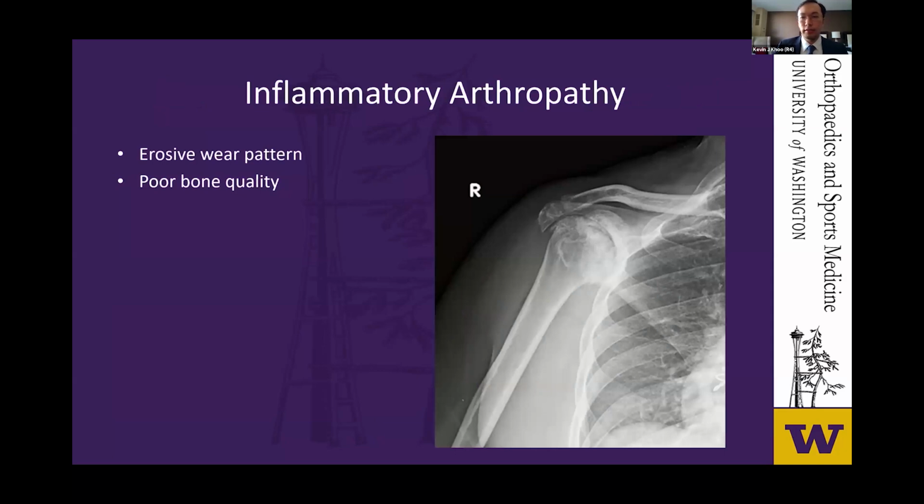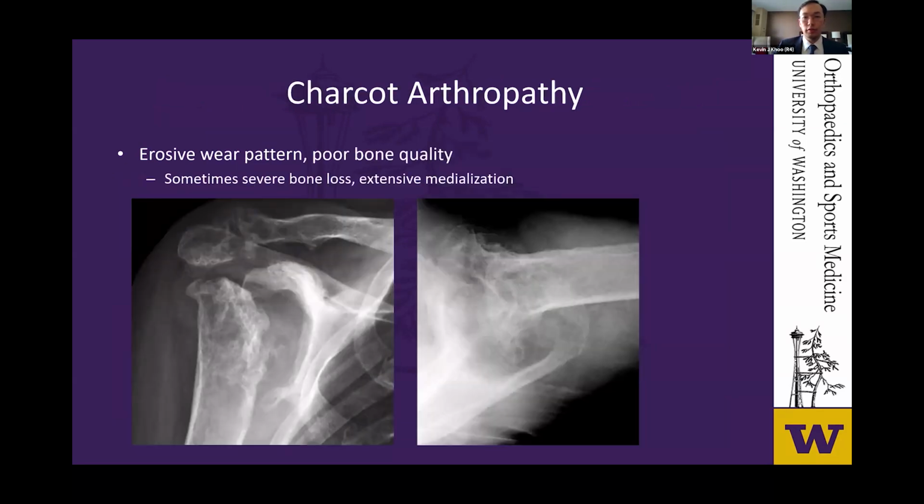Inflammatory arthropathy is characterized by central erosive pattern, and in some cases with severe medialization of the humeral head. In addition to sometimes significant glenoid bone loss, bone quality is compromised in the setting of chronic inflammation, complicating any attempts at glenoid component fixation. In Charcot arthropathy, patients may present with profound glenoid and/or humeral bone loss secondary to the absence of protective effects of the nerve supply.